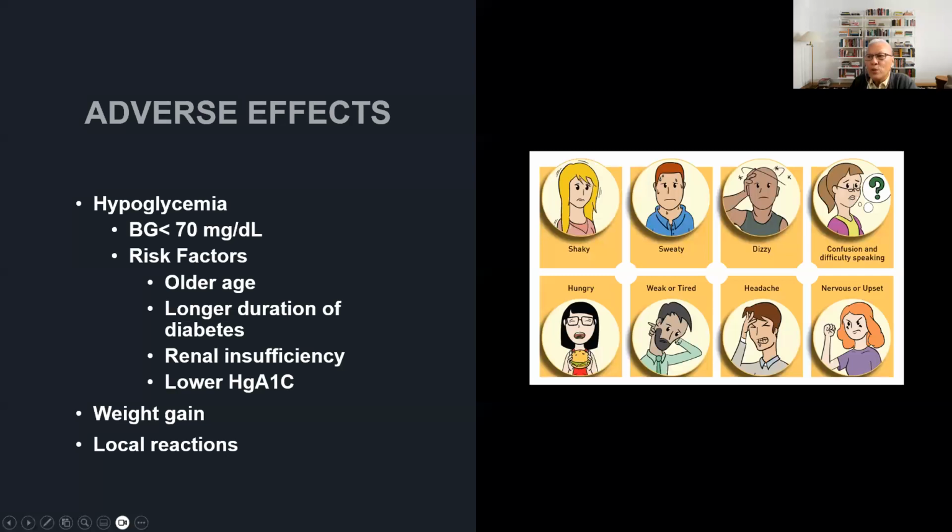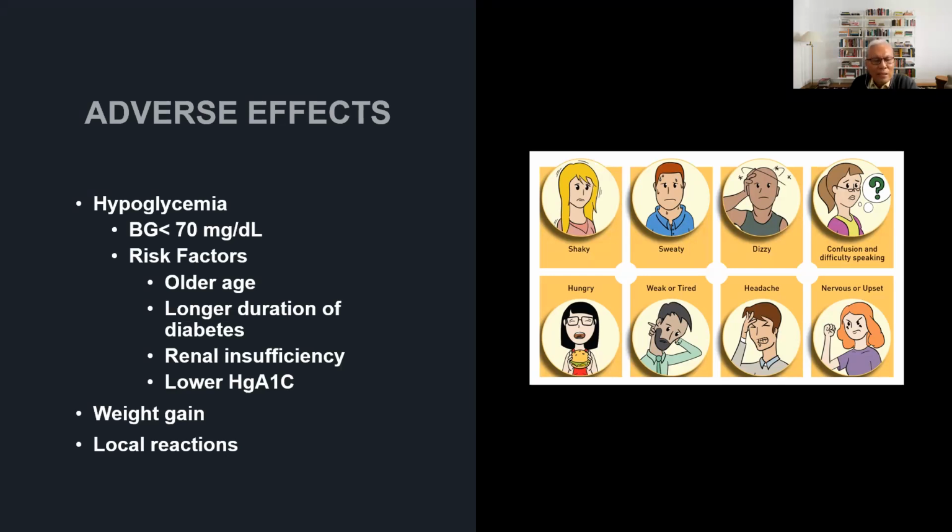Okay. All right, so what are some of the adverse effects of insulin? Well, we know about hypoglycemia, and the magic number for hypoglycemia is less than 70. So if you have a blood glucose of less than 70, then this is going to be classified as hypoglycemia. And we don't want that to happen because it could cause ischemia. And actually, they could have ECG changes in association with the hypoglycemia. So the ones that are most at risk for the development of hypoglycemia are the older population, as well as those who have had diabetes for a longer period of time, and also the ones with lower hemoglobin A1C. So those are the ones that are going to be more susceptible to the development of hypoglycemia.